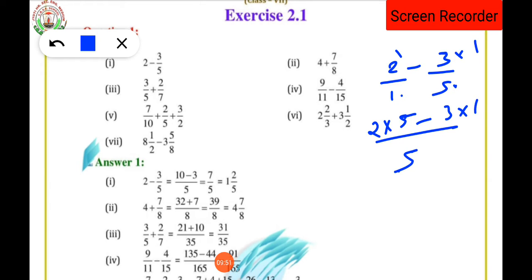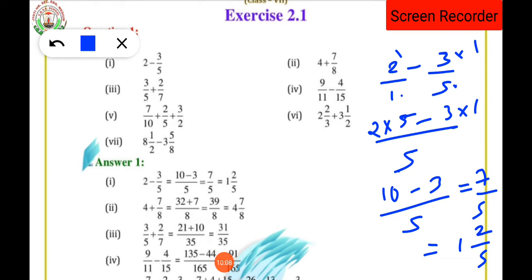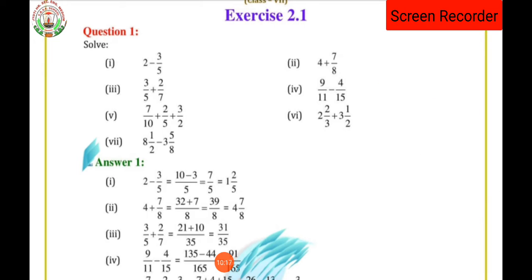Clear? So here we will get 2 5s are 10, 3 into 1, 3 upon 5. Now 10 minus 3 is how much? 10 minus 3 will be equals to 7 upon 5. If you want to change it into a mixed fraction form, you can change it by dividing the number. If you are not changing the number into a mixed fraction form, that is also a correct answer, remember. So have you understood how to do?